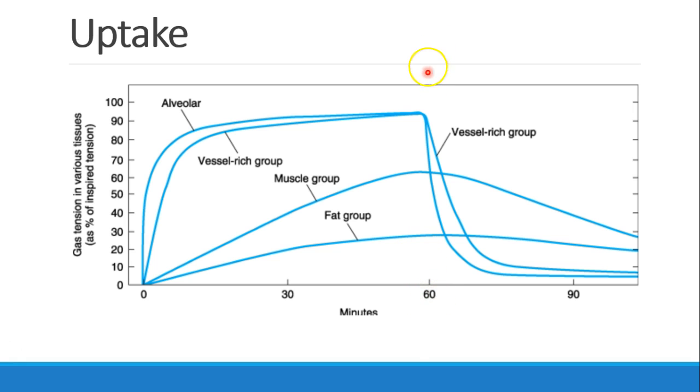At time 60, we've turned off our agent. So now, in the alveoli, we have a rapid decrease in our anesthetic concentration because the patient isn't breathing in any new anesthetic. Instead, they're just breathing in fresh air, and the anesthetic is coming from the body out through the lungs. And we see each other compartment decreasing its concentration of anesthetic agent.